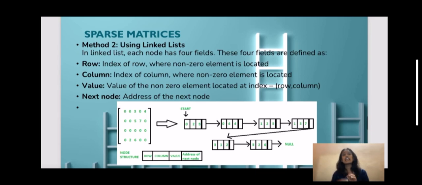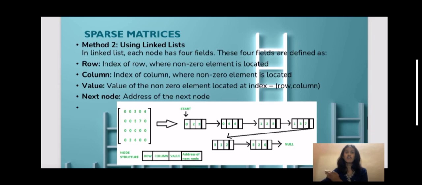In the linked list, each node will be having 4 fields. These 4 fields are defined as, just like your array representation, you'll be having your row, your column and your value. But one extra thing here is the next node. Now what is this next node? This next node is something that stores the address. As you can see in the example, near the start, the 0th row, second column, you're having your digit 3. And the last box, which is empty, will be storing the address of your next node.